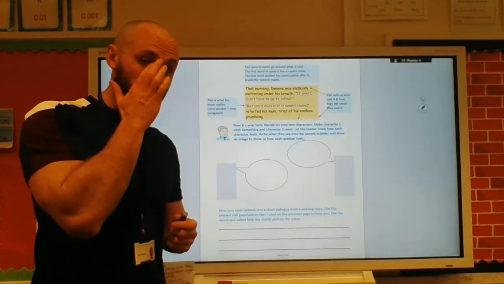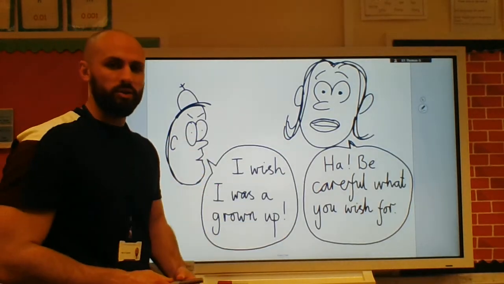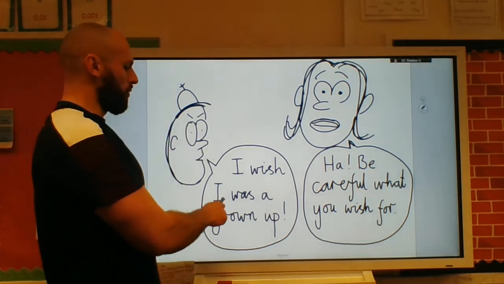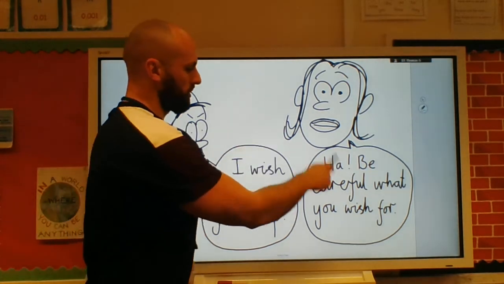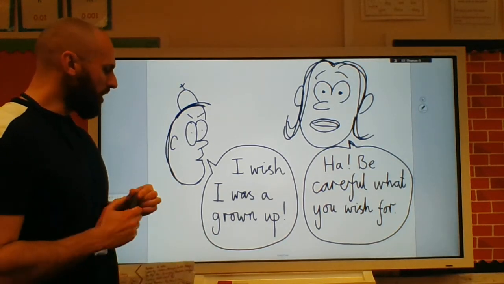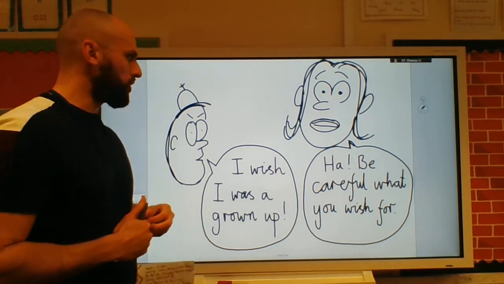And that's exactly what you're going to do. You're going to come up with a couple of cartoon characters. One, it's a bit like a baked bean. One of them making a wish and the other one replying to them. So my character says here, "I wish I was a grown-up." "Ha! Be careful what you wish for."